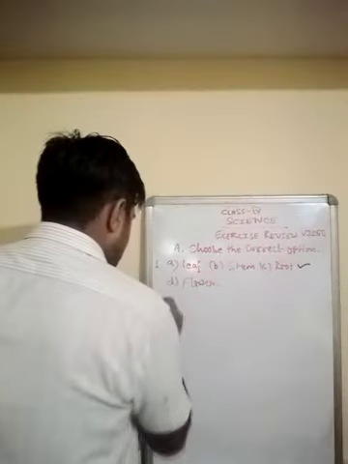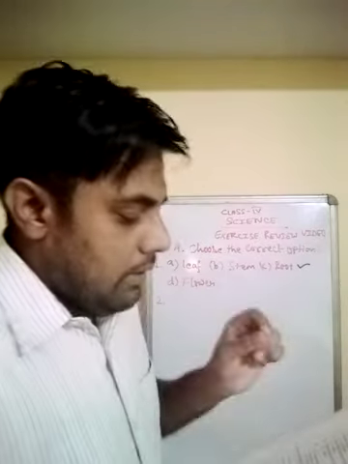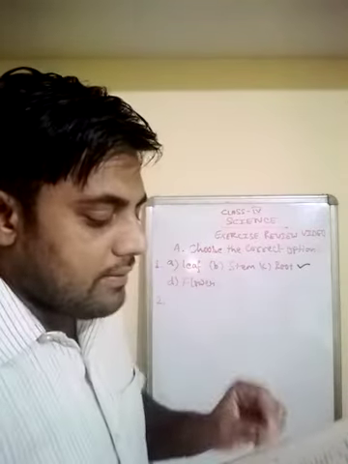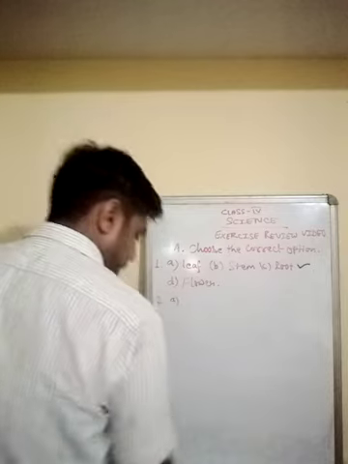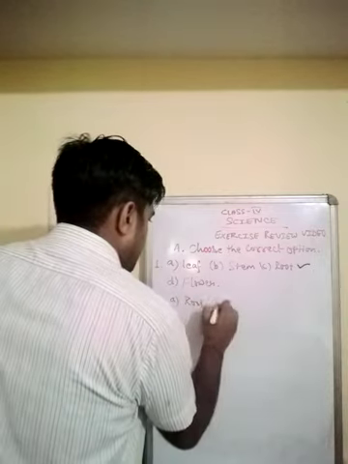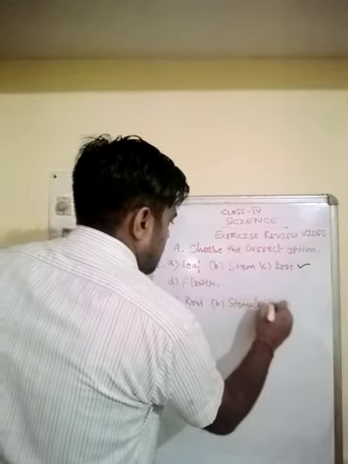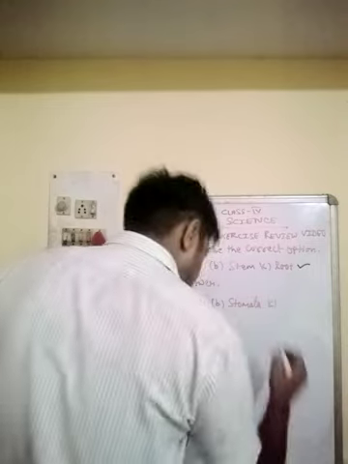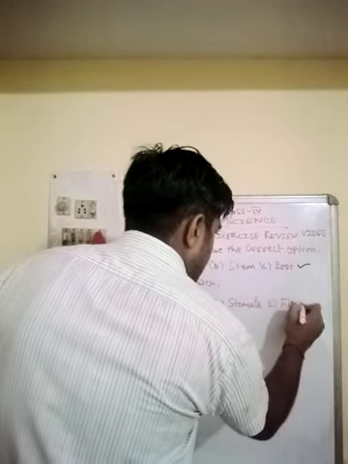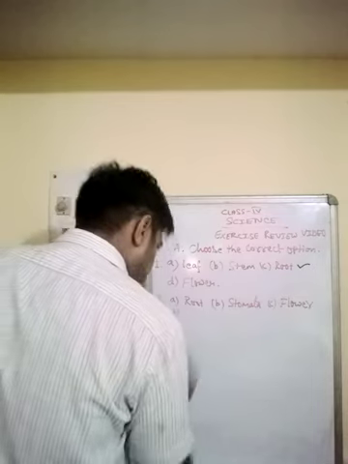Coming to number 2. A dash is also known as the kitchen of a plant. A dash is also known as kitchen of a plant, and your options are number A, root, number B, stomata, number C, flower, number D, leaf.